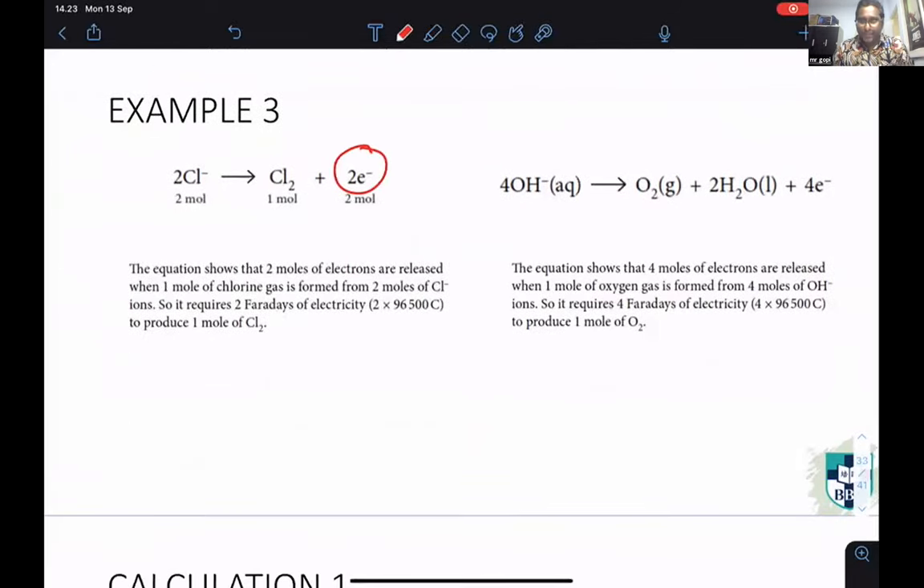In this case, two Faraday for what? One mole of Cl2. If you look over here, four Faraday for what? One mole of oxygen to be given out. Or four Faraday for two moles of water to be given out. So you can come up with these conclusions.